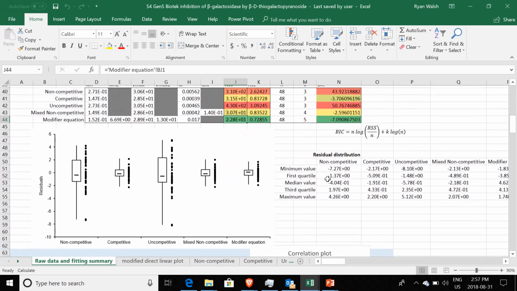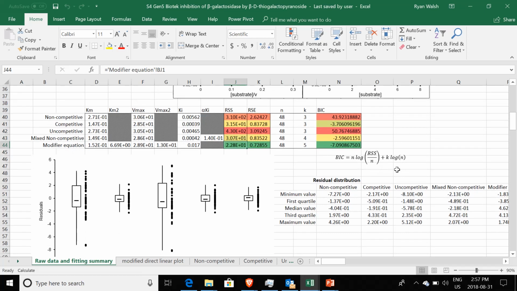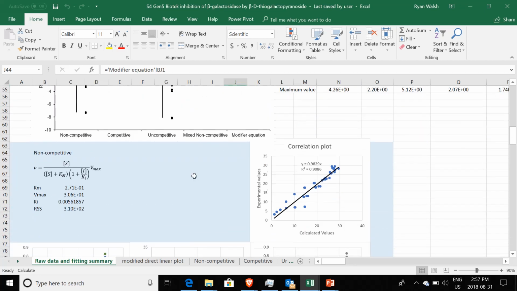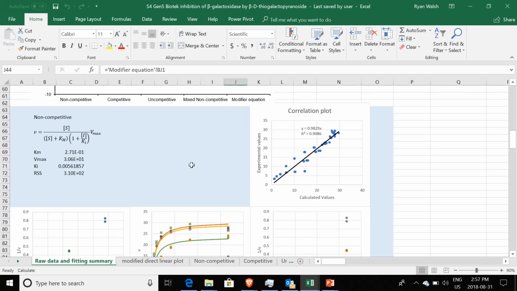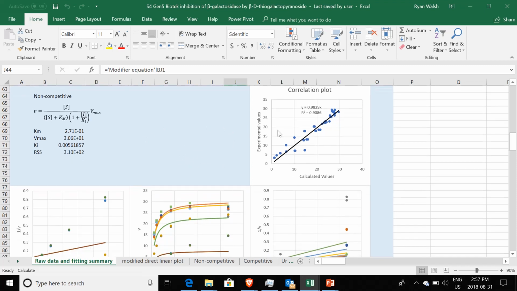But you can see that after fitting to all the equations, the best fit that we got out of this was using the modifier equation. The non-competitive and the competitive equations both provide a fairly decent fit based on the residuals, or the squared residuals, and based on the BIC values and on the relative error as well. So if you go down, you can then look at how these equations look once they're globally fit to the data. And you can see the non-competitive really does not provide a very good fit at all for this data.